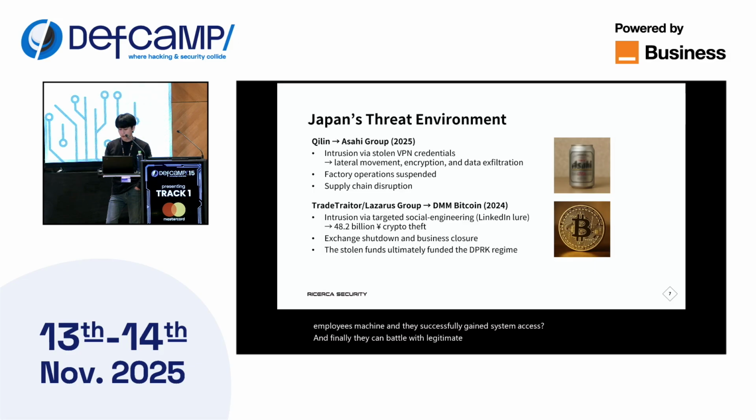So what does this mean? Having the same privileges as legitimate employees means they could perform the same actions as insider threats. The result was a cryptocurrency theft of 48.2 billion yen, and the exchange shut down, the business closed. The stolen funds ultimately funded the DPRK.